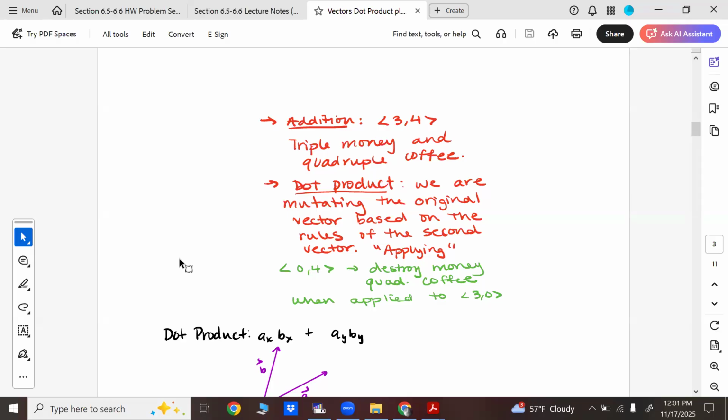So addition, 3, 4, triple money, quadruple coffee. With dot product, we are mutating the original vector based on the rules of the second vector. So I'm not sure what she means by that. Destroy money, but quadruple. Oh, okay, because you have no... Got it. Yeah, they cancel each other out. That's what's happening. Okay, I get it now. So this is triple the money, but destroy the money, so they cancel out. Quadruple the coffee, destroy the coffee. So you've got no coffee, no money, you've got nothing. I think now I understand what she's saying.